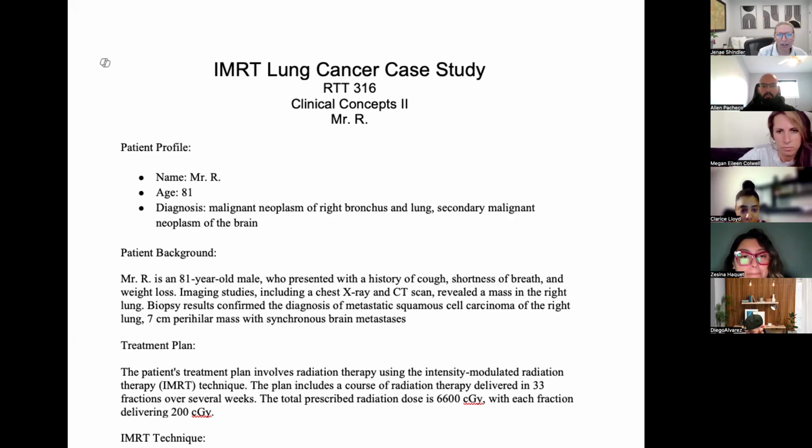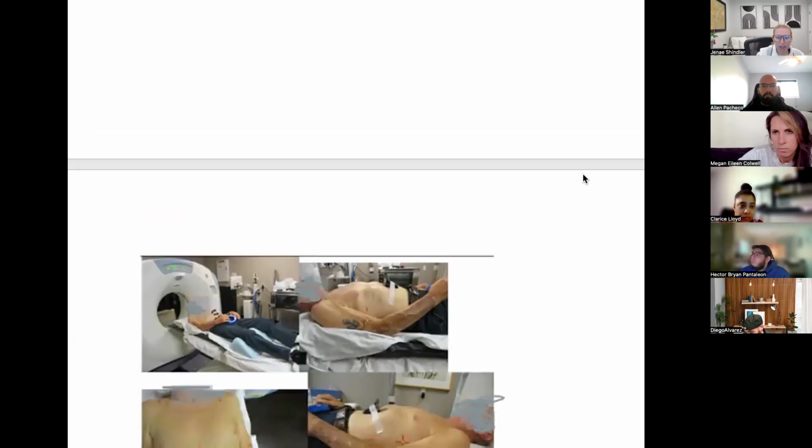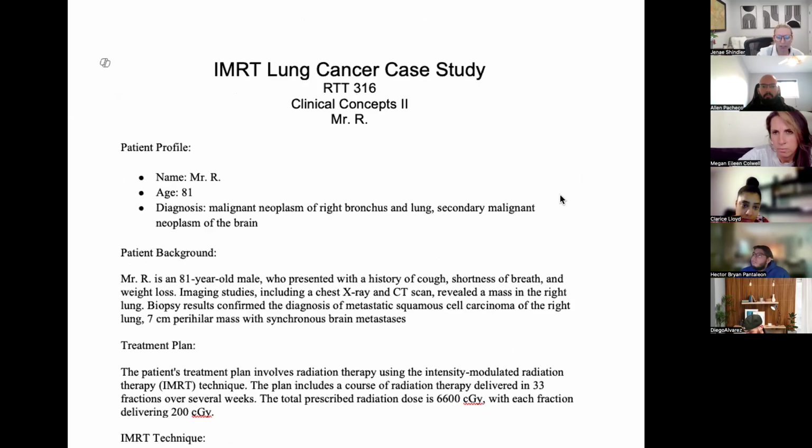Hector, why don't we start with patient profile? Patient profile: name Mr. R, age 81, diagnosis: malignant neoplasm of right bronchus and lungs, secondary malignant neoplasm of the brain. Okay, good. I don't think in this particular one I showed the brain treatment that would have been done later in his treatments, but this is in line with our lecture. Yes, this guy has lung cancer and he also has malignant tumors to the brain. That sounds very normal. That is something that we would expect. This is not out of the normal for us.